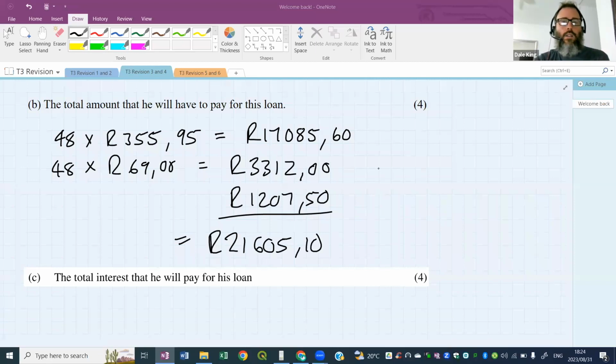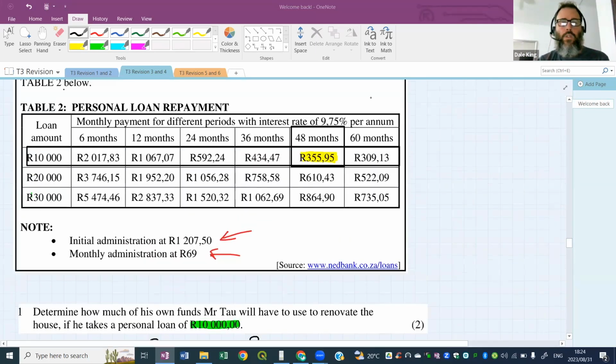So we need to work out the monthly repayment times 48, the monthly admin fee times 48, and then add on the administration fee to get 21,605.10. Okay, so we have to work out the monthly amount that he has to pay, which is this value here, 355.95 per month. You see, this question says these are monthly payments for different periods. So you have to pay 355.95 if you want to take 10,000 Rand over 48 months.